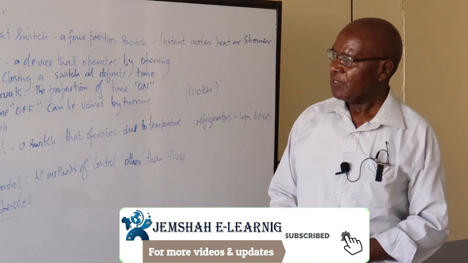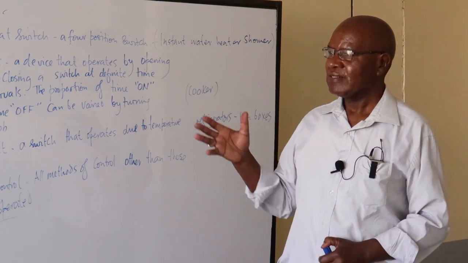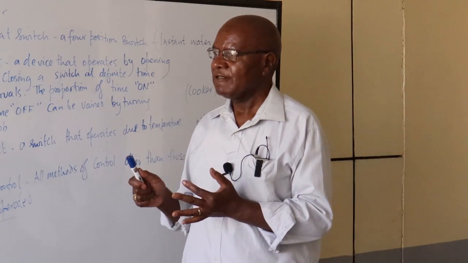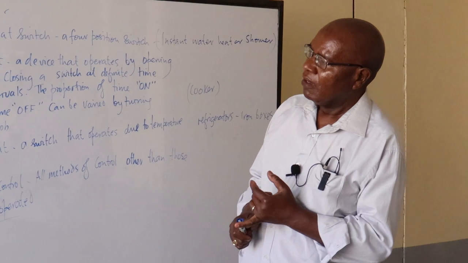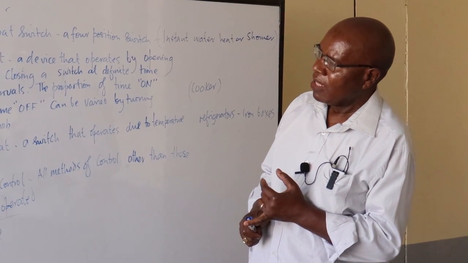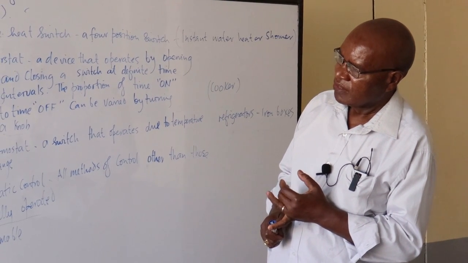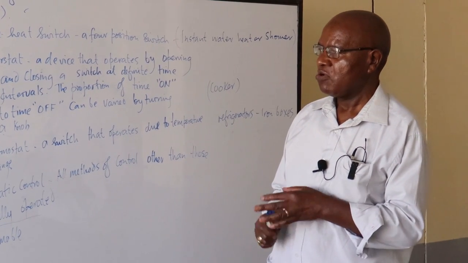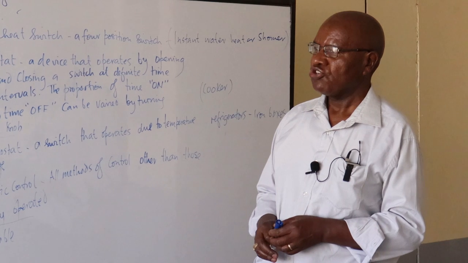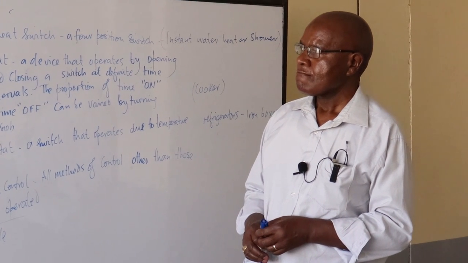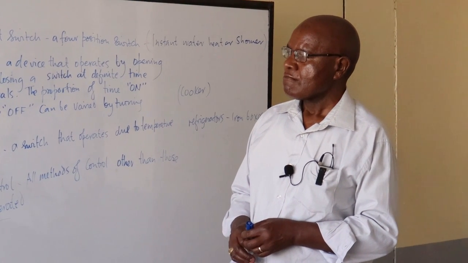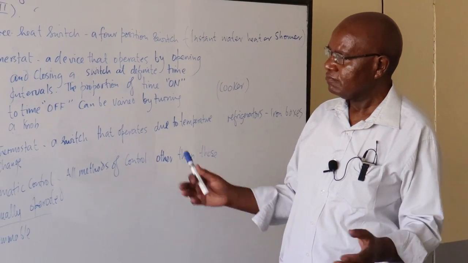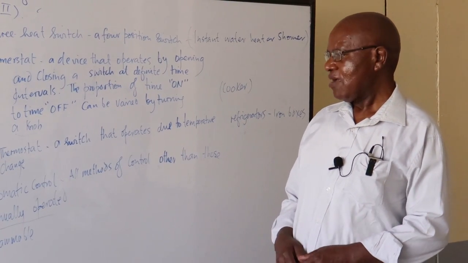In the next two or three lessons, we shall be dealing with the various circuits. The circuits I want to go through in detail will be the lighting circuits, and then the socket outlets. Those are the most common in a domestic installation. I think that should serve us enough for today.